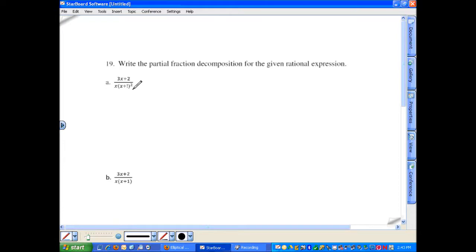And it seems like there's a typo here. That should be an x plus 1, not x plus exclamation mark.